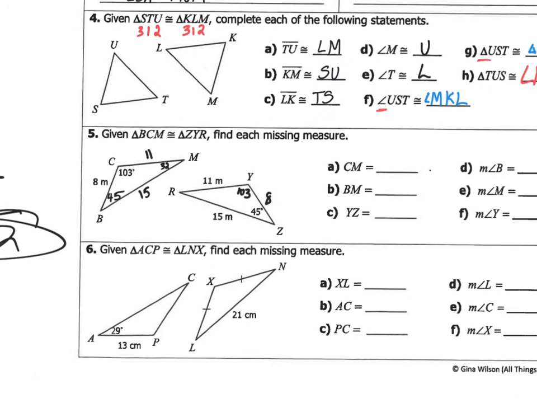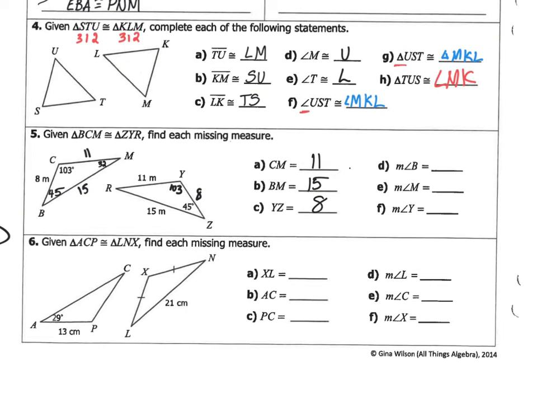Everything else is simple. So CM is equal to what? How much is it? What's the distance? What's the length that we have? 11. BM would be what? 15. Good. YZ would be angle B, angle M. Good. And then Y would be, good.